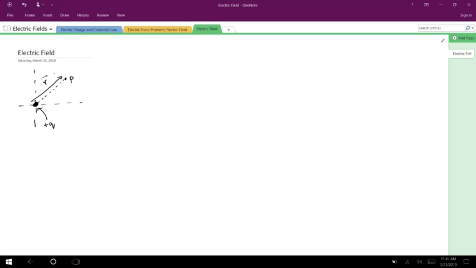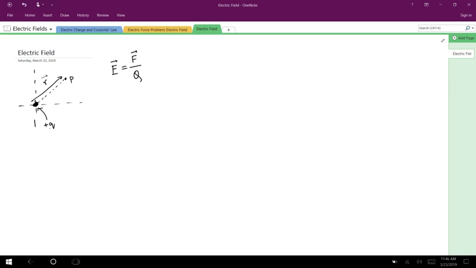Hi everyone. Let's talk about electric field. Electric field is defined as the electric force per unit test charge. So electric field E is F divided by Q, where Q is the test charge, right? So in order to find the electric field, we have to know the electric force and then divide it by the test charge. So I have a particular scenario over here.